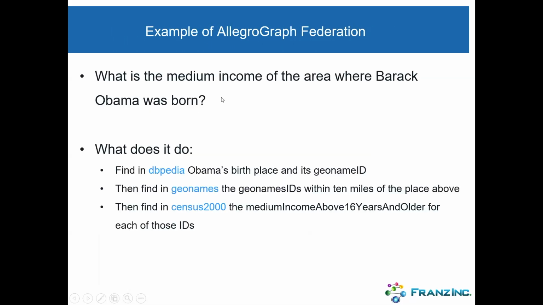So the example query that I always do is, what is the median income of the area where Barack Obama was born? I usually get some jokes about Kenya, but okay, in this case, what does my query do? Yeah, it goes to DBpedia, finds Obama's birthplace as a GeoNames ID, then finds in GeoNames the IDs within 10 miles of the place above, and then finds in the census database the median income above 16 years and older for each of those IDs.